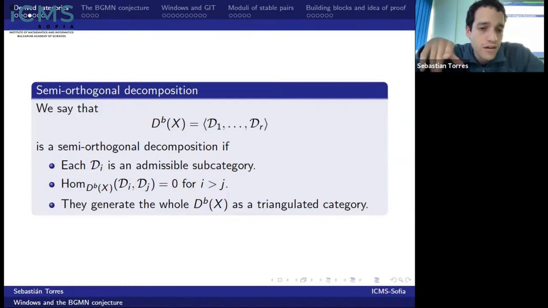What makes it semi-orthogonal is that there should be no morphisms between them, but only from right to left. So it's only semi-orthogonal. And they should generate the whole derived category as a triangulated category. So yeah, we are after those decompositions in general.